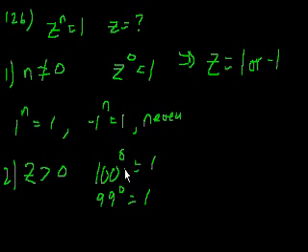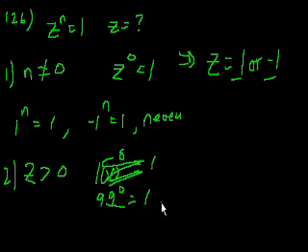So z could be anything to the 0th power as long as it's greater than 0. So this by itself doesn't help us. But if we use statement 2 and statement 1 in conjunction, then it's interesting. Because statement 1 essentially told us that z has to be 1 or -1. Statement 2 tells us z has to be greater than 0.